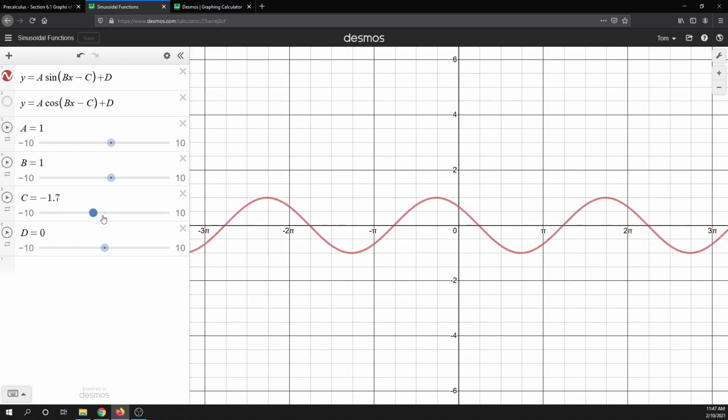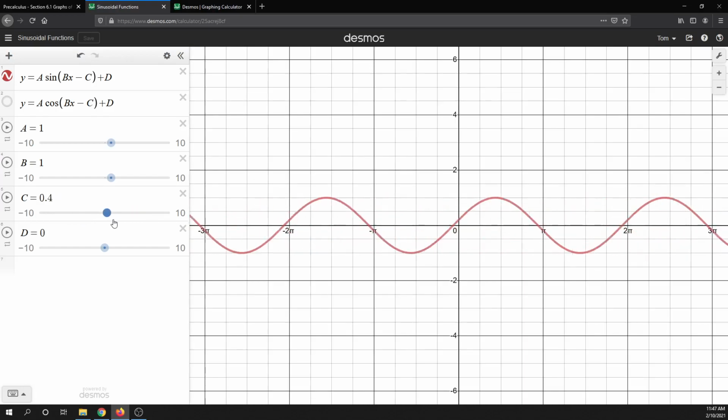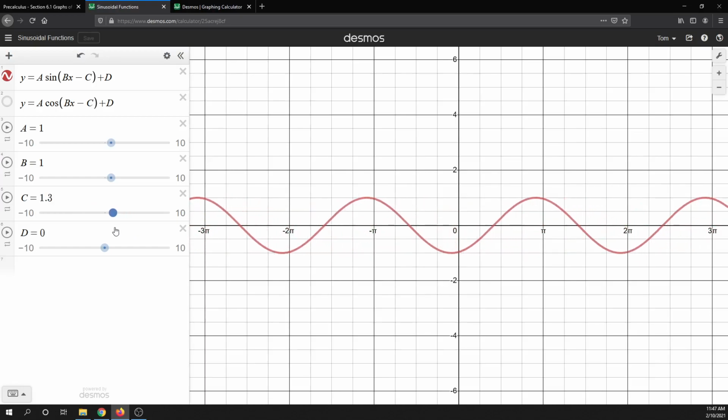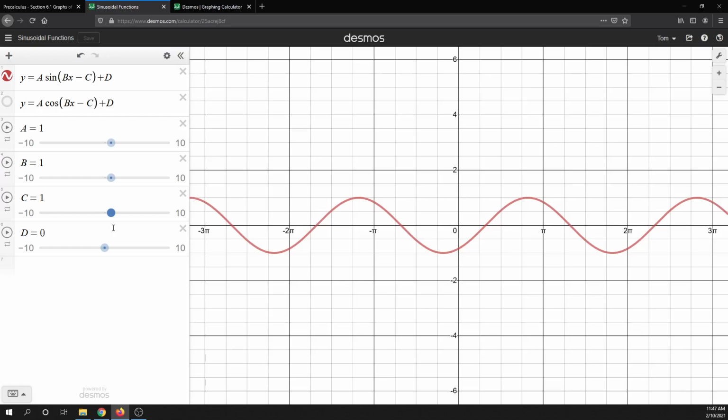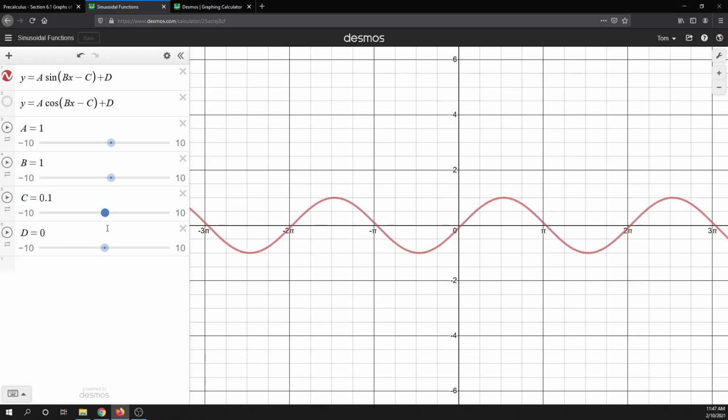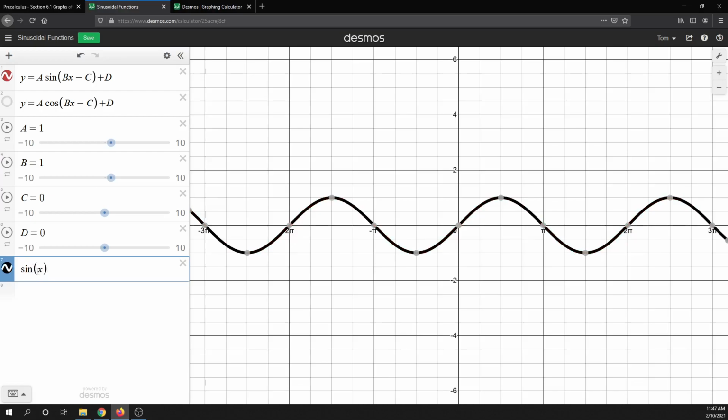You can see when I start varying that value c, it just starts sliding the graph horizontally to the left or to the right. With the basic sine function, the phase shift is 0. So this is the basic sine function, right? The number with the x is 1, and it's minus 0. So it would look like this, and c over b would be 0 over 1, which just comes out to be 0.